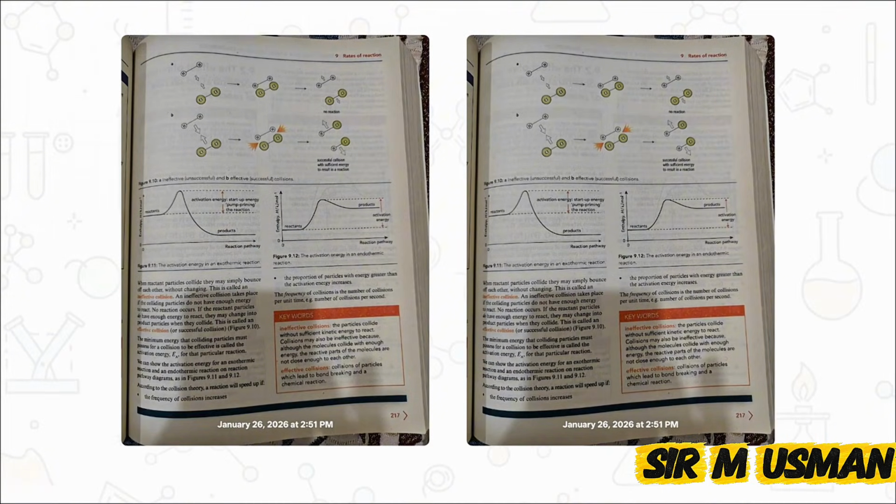Over on the left, you see an ineffective collision. Yeah, the particles hit, but they're not lined up right, so nothing happens. They just bounce away. It's like trying to fit a key into a lock sideways. It doesn't matter how hard you push, it's not going in. But on the right, that's an effective collision. The orientation is perfect, and they hit with enough force. That's the magic combination that lets old bonds break, new ones form, and a product be made.